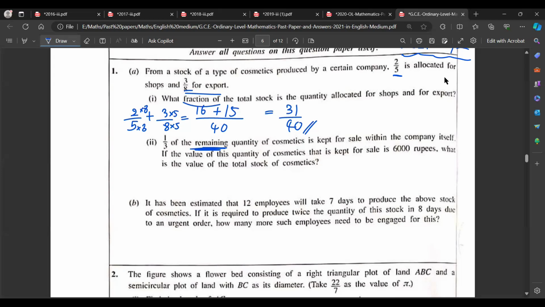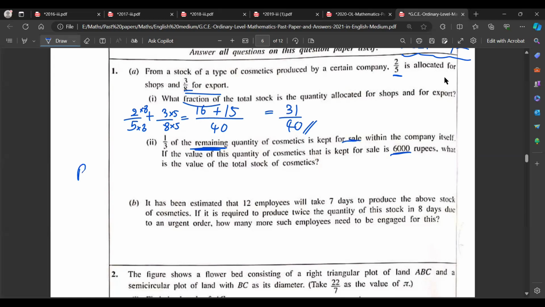1 over 3 of the remaining quantity of cosmetic is kept for sale within the company itself. If the value of the quantity of cosmetic kept is 6,000 rupees, what is the value of the total stock of the cosmetic? Now they ask for the value of the total stock. Take the 6,000: kept for sale is from the remaining.